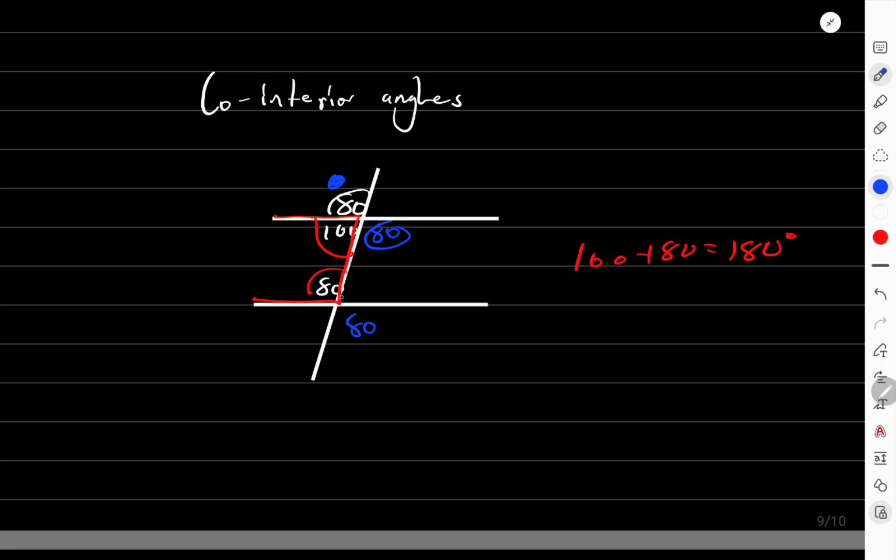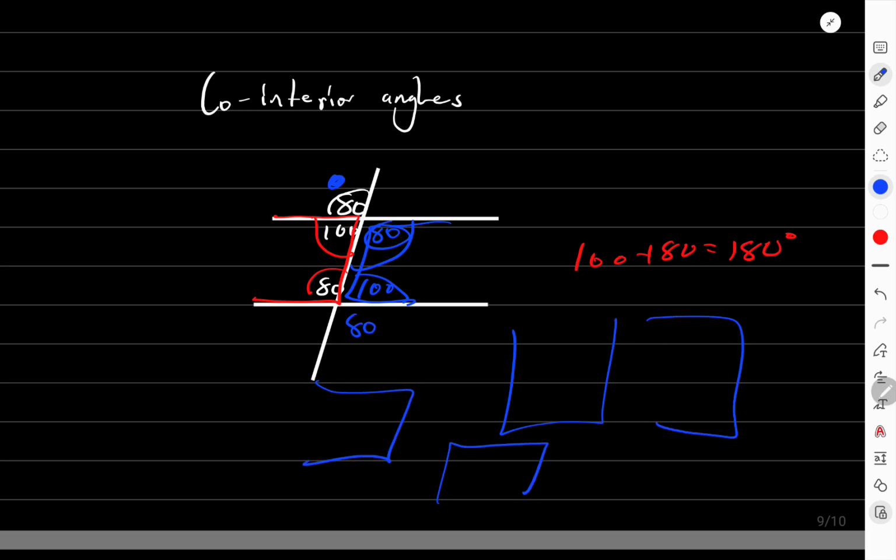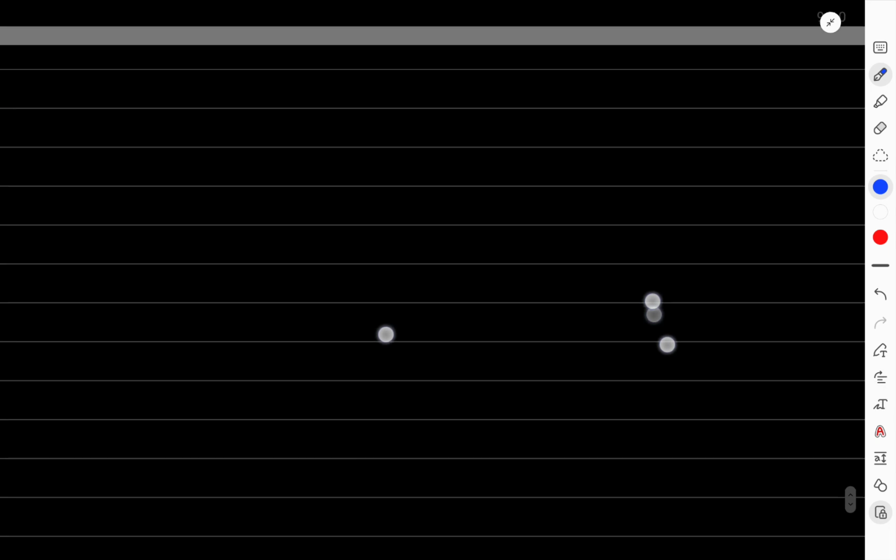You remember the sum of angles on a straight line? If this angle is 80, and I'm looking for this one, it was going to be 100 degrees. Now, can you see this shape? The angle found here and the angle found here combined should give us 180 degrees. What is 100 plus 80? 180 degrees. Now, with co-interior angles, if you see a shape like this one, or a shape like this one, the angle found here and the angle found here, given that these two lines are parallel, combined, they should give us 180 degrees.